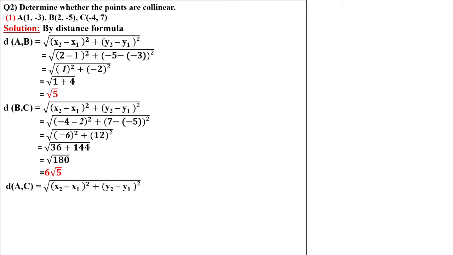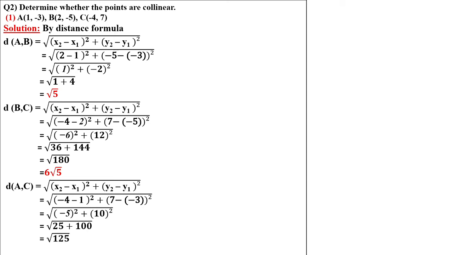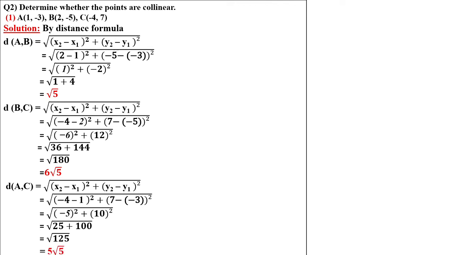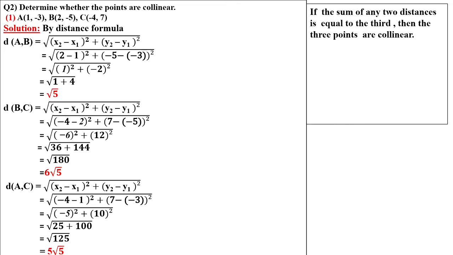Now the next one is AC. Here for AC we will take the same distance formula. Substitute the values of x2, x1, y2 and y1. Here we get minus 4 minus 1, so minus 5. Then 7 plus 3 became 10. So minus 5 square plus 10 square. 5 square is 25, 10 square is 100. Total is 125. We'll factorize this and we get the value 5 under root 5.